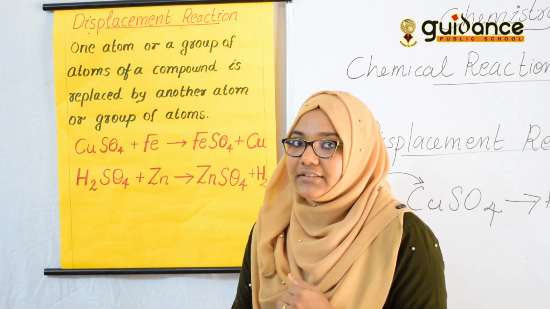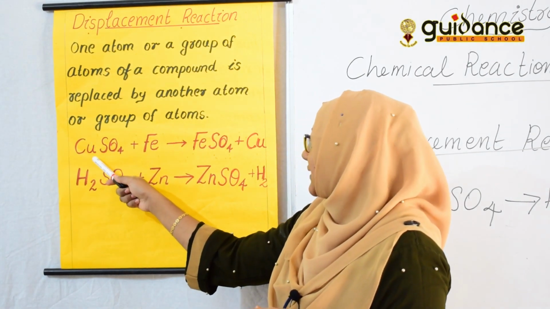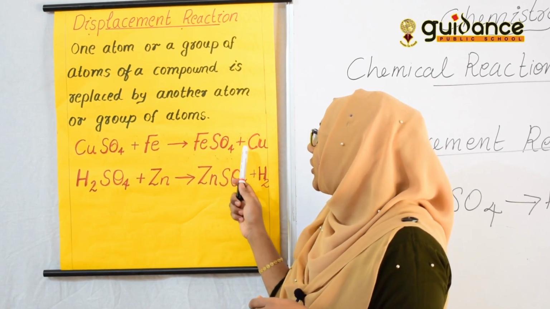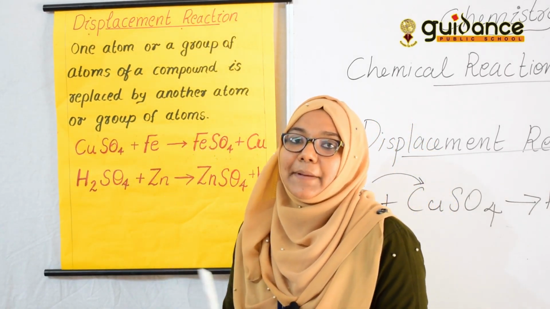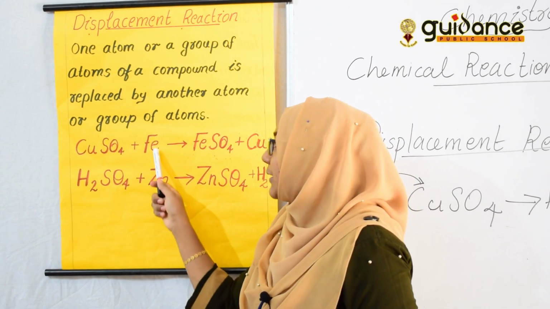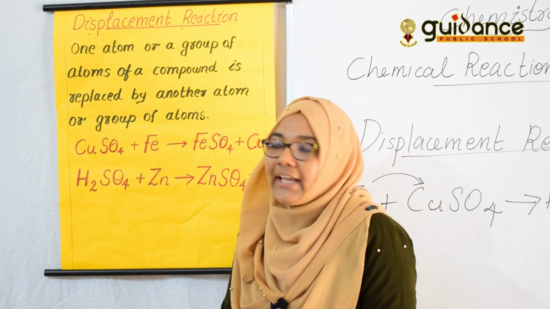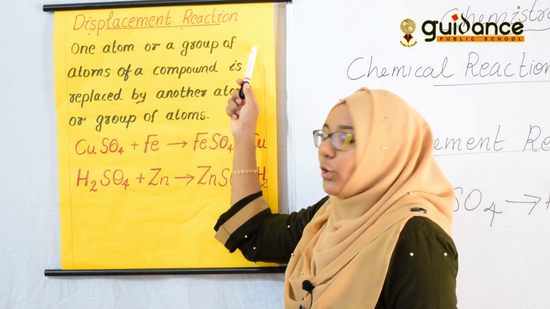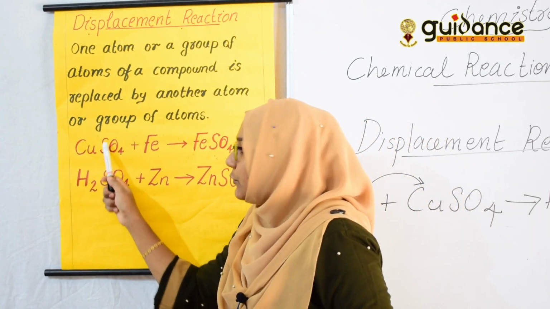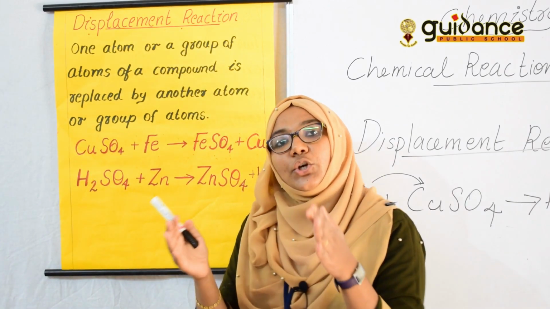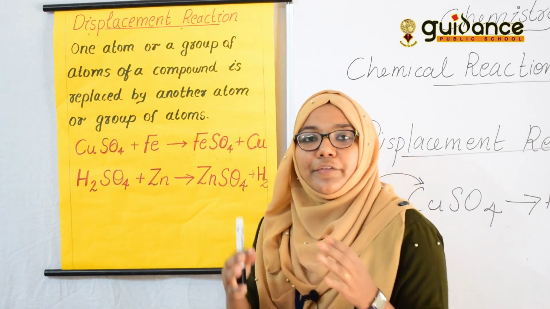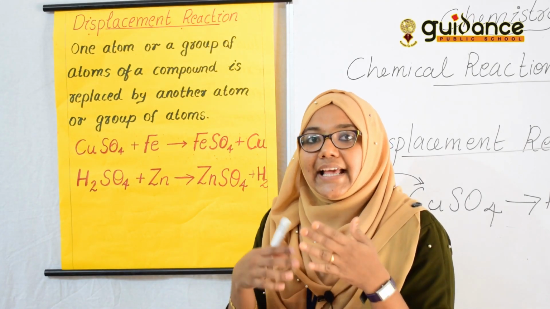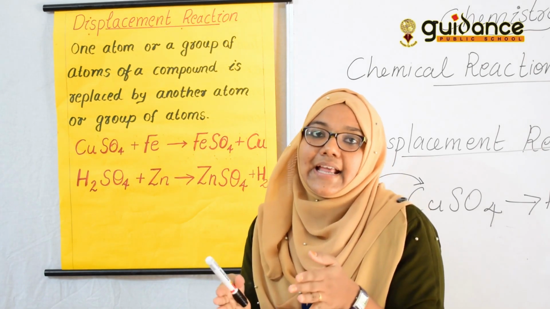Here also we have the same reaction, that is copper sulfate plus iron gives iron sulfate and copper. Okay, so this is an example for displacement reaction. Here the displacement of an atom takes place. So what is displacement reaction? Here one atom is replaced. Sometimes a group of atoms can be replaced. Group of atoms means sulfate, SO4 is a group of atoms, right? Like that a group of atoms or one atom can be replaced.